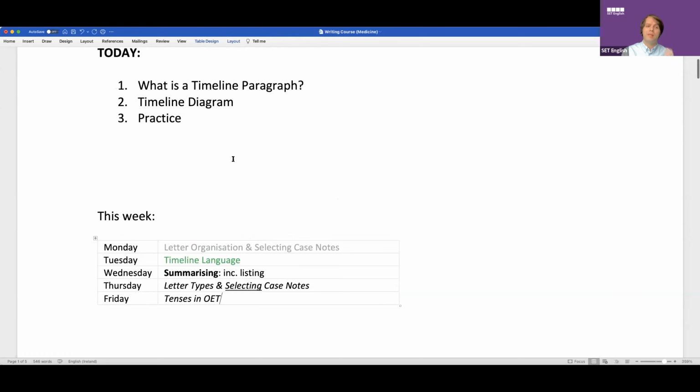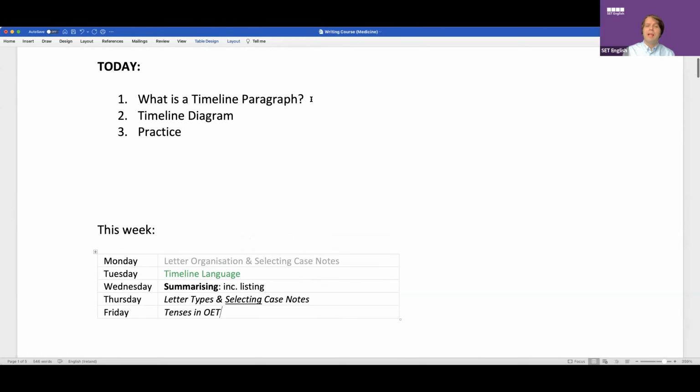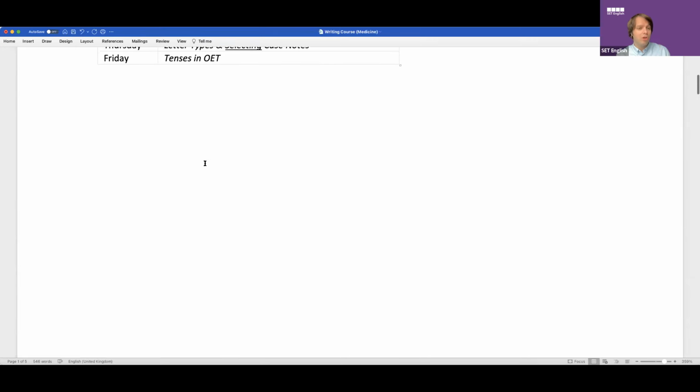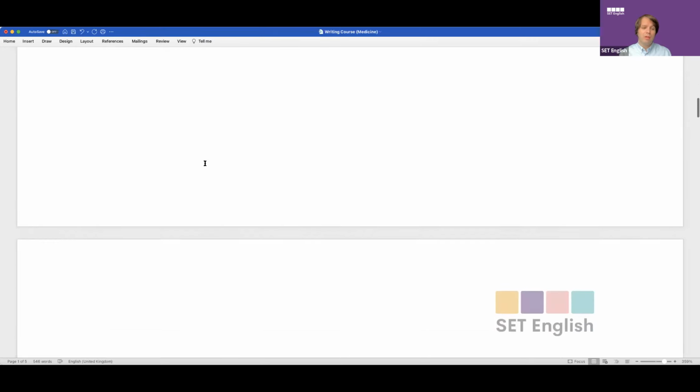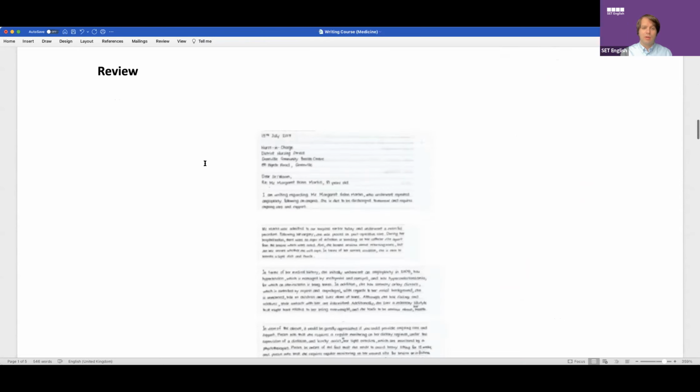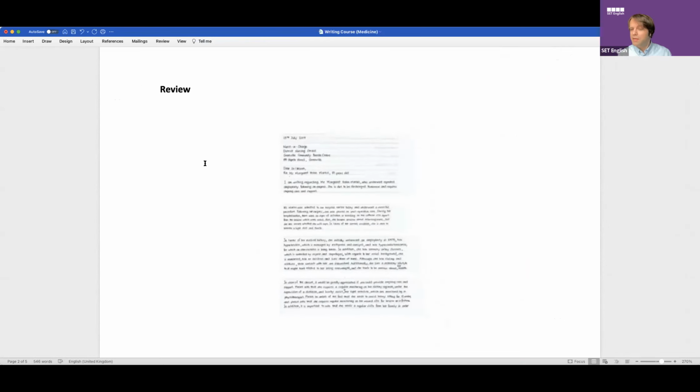Okay, let's start off with this simple question. What is a timeline paragraph? Actually, no. There are people in this class who are new, so we need to review last class. Okay, let's review last class. So Fella, if you can do this with me quickly. Last class we spoke about layout. You remember? Yes. All right, so tell me what you remember.